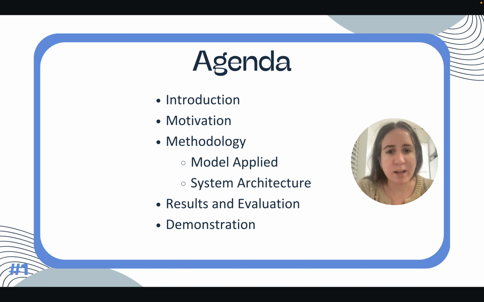Let me start briefly by outlining today's agenda, so that way you have a clear sense of how this presentation will flow. First, I'll begin with an introduction where I'll provide context on the problem we're addressing and why it's relevant in today's information landscape. Then I'll move into the motivation behind this project, focusing on the challenges of identifying political bias in news articles and why developing an automated solution is both necessary and impactful.